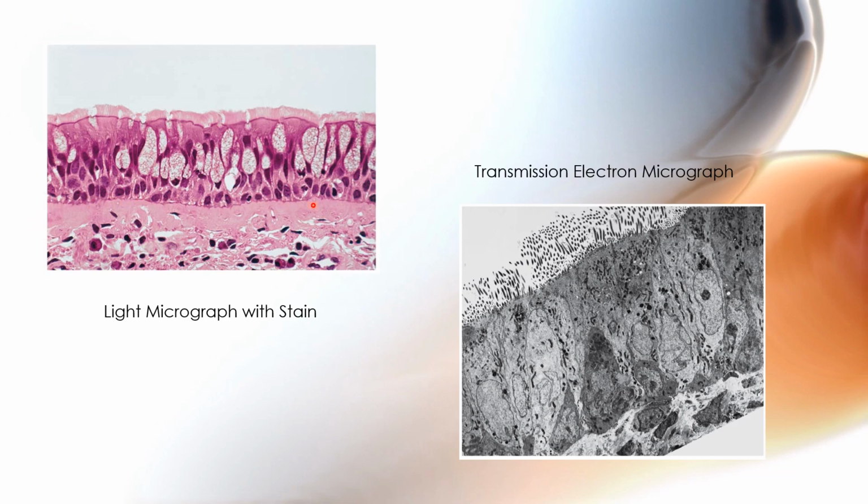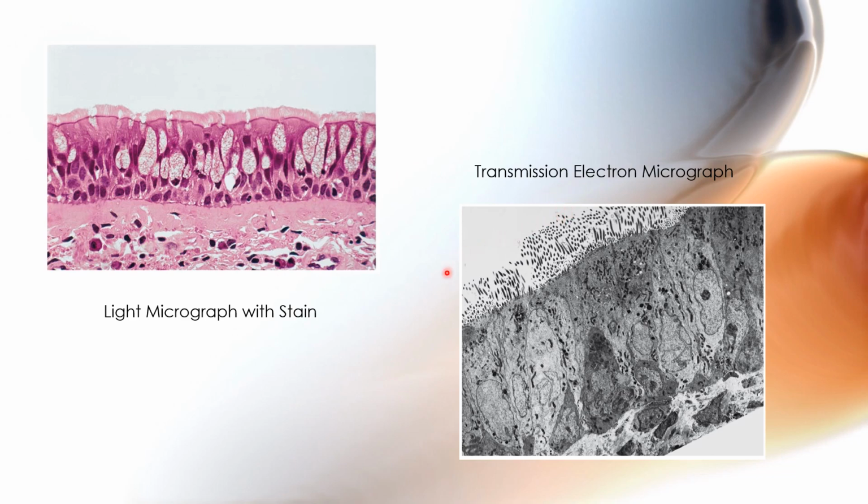So on the left, we have an example of a light micrograph with stain. So we can see that there are some cells up here, right, that look very different than the cells under here, okay? And they stain differently, right? So we have some darker purples and pinks and some lighter pink. We have some really dark purple, right? So this is a light micrograph, okay? Of an epithelial tissue here.